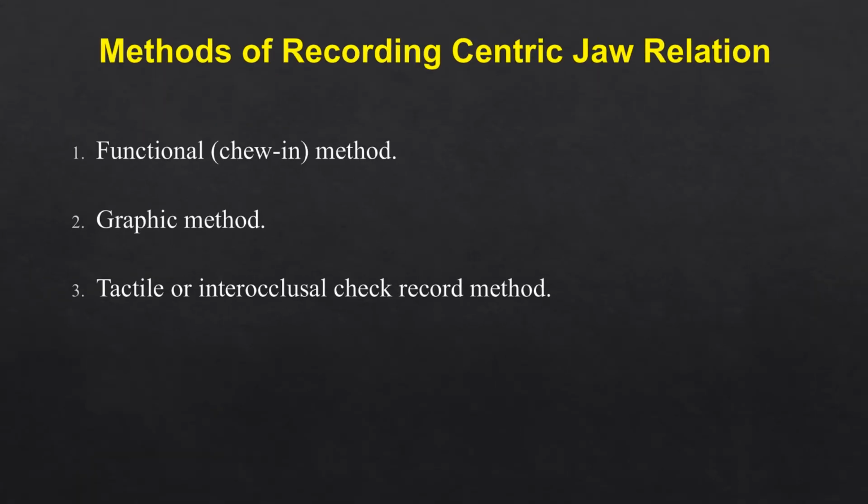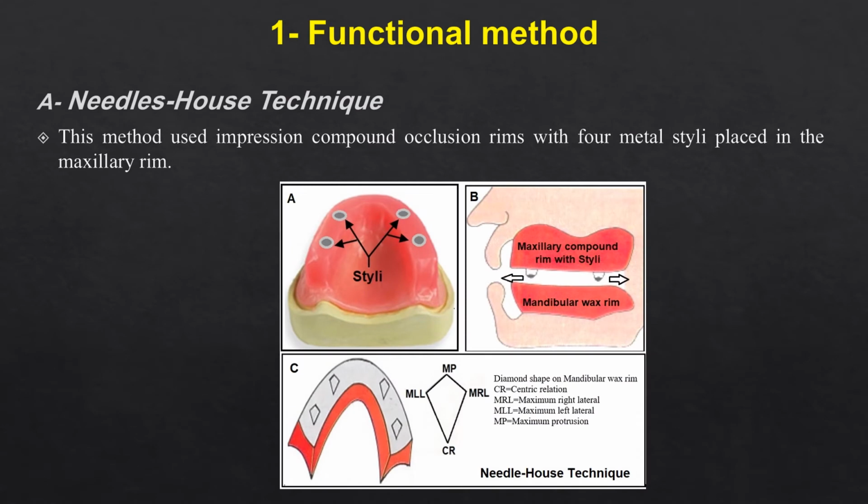Methods of recording centric jaw relation. Number one, functional chew-in method. Number two, graphic method. Number three, tactile or interocclusal check record method. Functional method: in this method, we have different techniques.